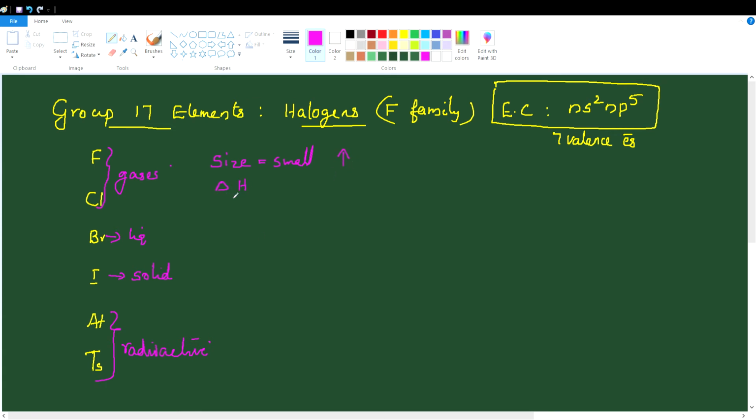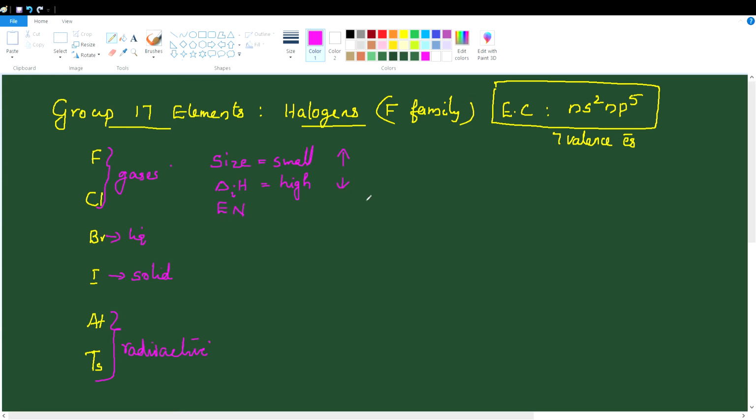Ionization enthalpy, ΔiH. Because they have 7 valence electrons, they have tendency to gain electron only. They have very little tendency to lose electron. That means ionization enthalpy of halogens is high. Anyway, down the group, ionization enthalpy decreases.